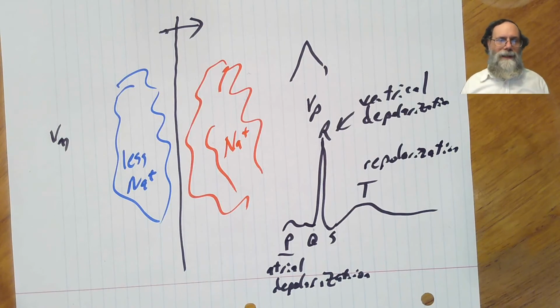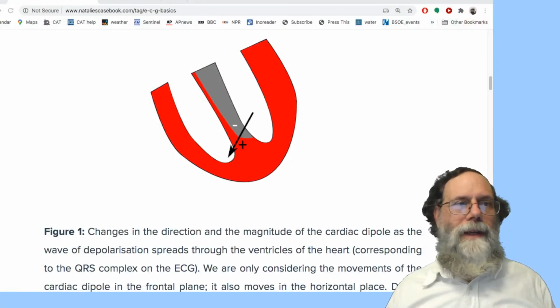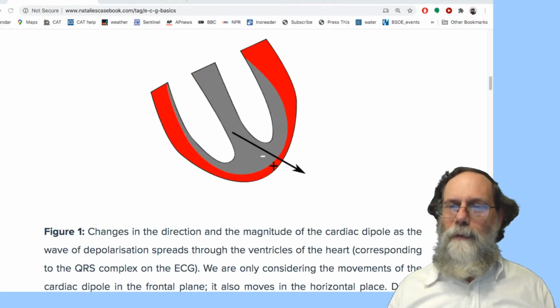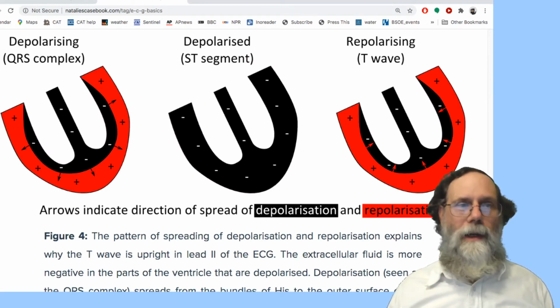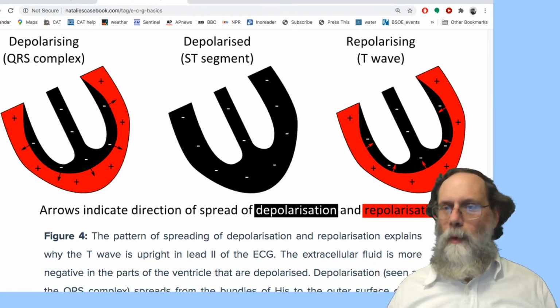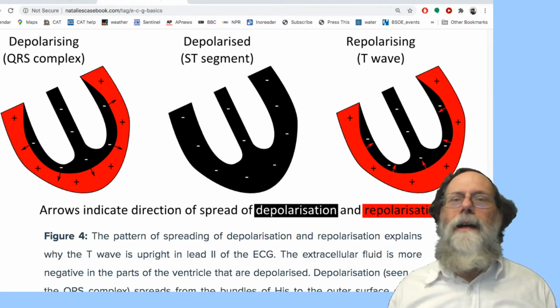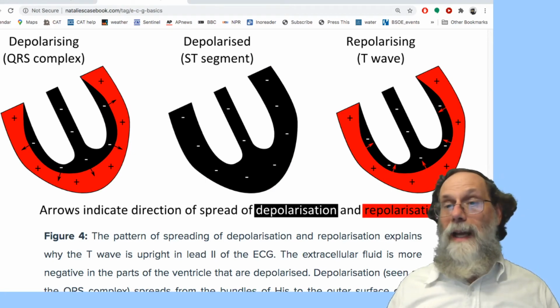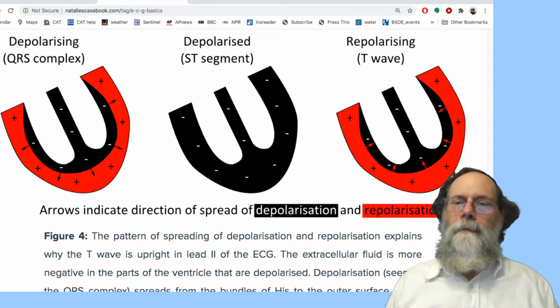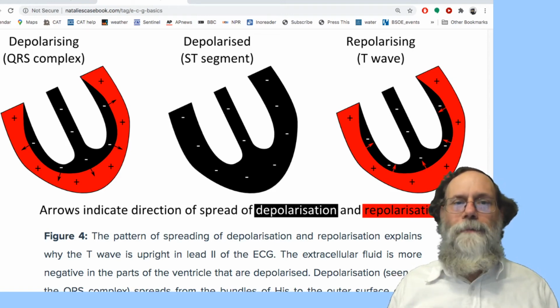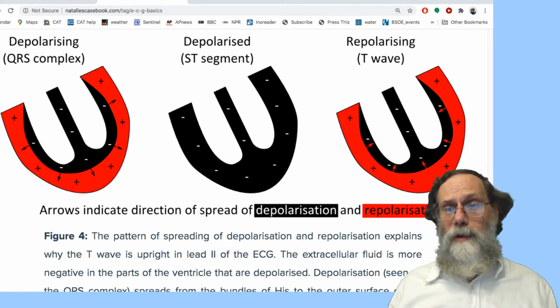Well, let's go back to looking at cartoons of the heart. And again, we'll look at Natalie's casebook, but now instead of looking at this depolarization, let's look at the full cycle here. Depolarizing, the one we saw animated. Depolarized is when basically everything is being squeezed because the calcium is still there, causing the contraction of the muscle cells. And then the repolarization is as the muscle cells relax again.